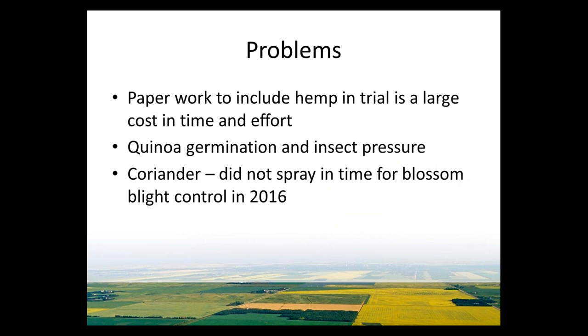So problems: the paperwork to include hemp in a trial is a large cost in time and effort. We're having trouble with our quinoa, getting adapted material for all of our locations, and we're facing a fair bit of insect pressure in our quinoa, maybe because it's small plots. All the lygus moves out of the swathed canola into our quinoa plots. And in coriander, blossom blight is definitely a major issue that we're dealing with.